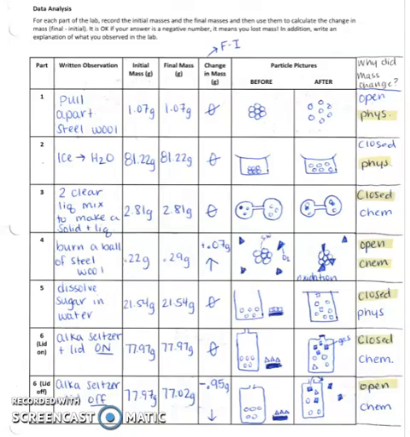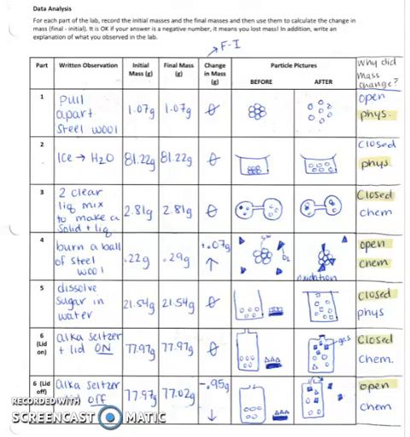I represented that by starting with 8 particles, 5 water, and 3 cubes of sugar that I drew. And then you can see in the after picture, I still have 5 circles representing the water and 3 squares representing the sugar. They're just all mixed together. It's a closed system, and it's also a physical change because if I really wanted to, I could get back the sugar and water and separate them.